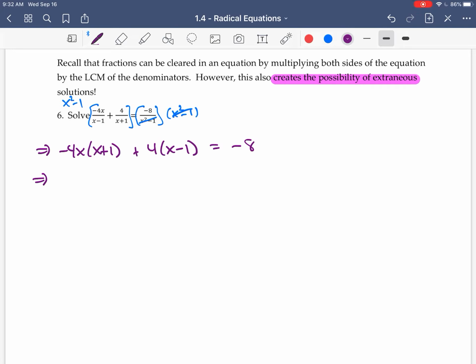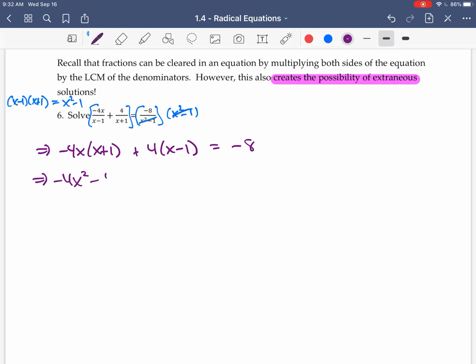Okay, so maybe I should be a bit more clear about that. So this is x minus 1 times x plus 1. When we multiply by the first term, you can see that the x minus 1 is going to cancel with the x minus 1, and that's why I just have the x plus 1 here. And over here, the x plus 1 is going to cancel with the x plus 1, so that's why I just have the x minus 1 there. Okay, now we just need to expand everything out.